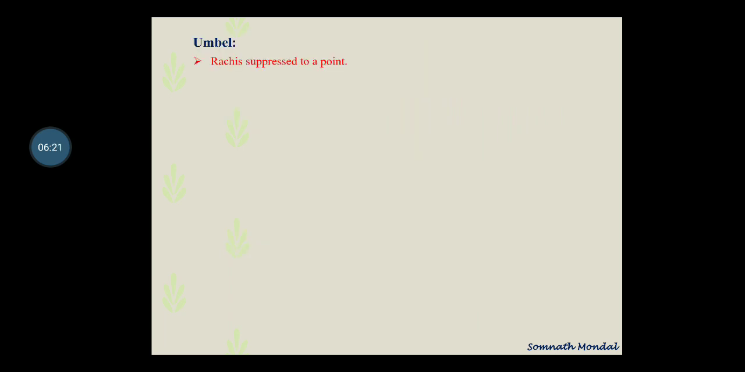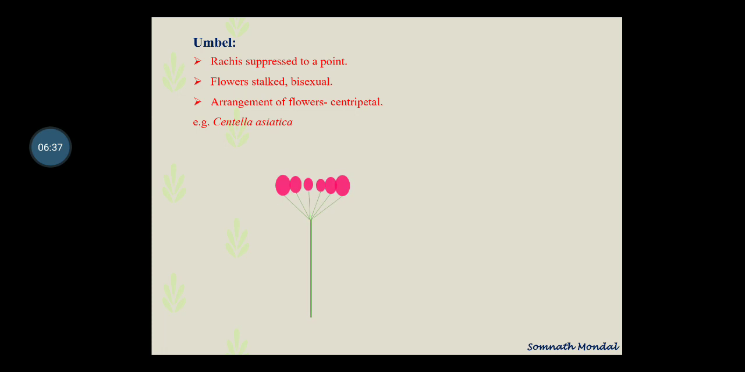Next, umbel. In case of umbel, rachis is suppressed to a point. Flowers are stalked, bisexual, and arrangement is centripetal. Example, Centella asiatica. So this is the figure how from a single point all the stalked flowers have emerged. So these three categories of stalked simple racemes are there. Now coming to the sessile categories.